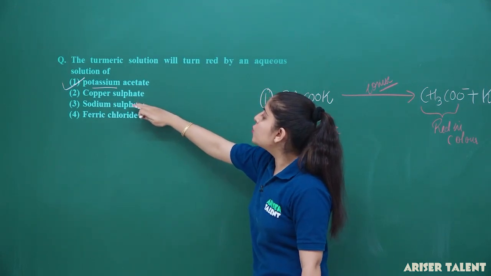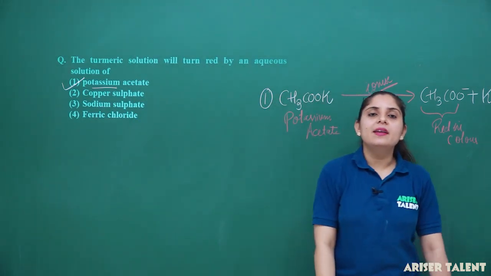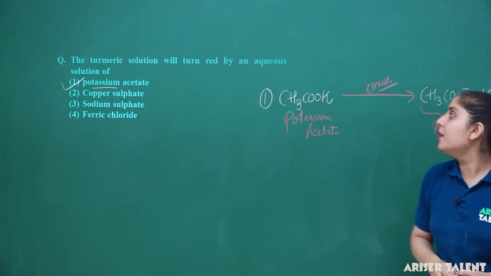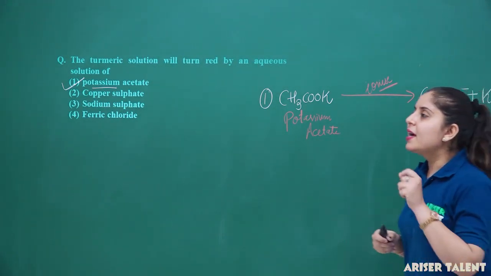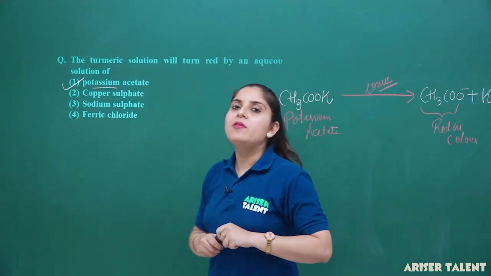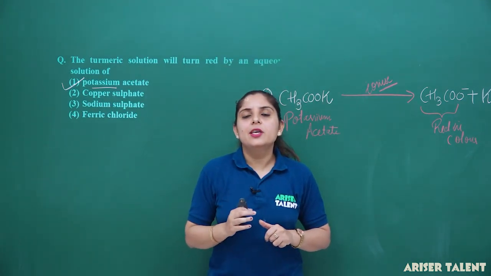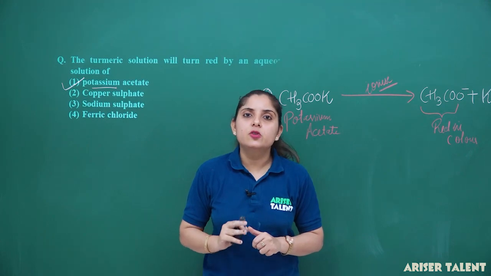In case of copper, sodium and ferric, you will not get the red color on dissolving it with the turmeric solution. So this is the equation you have, and the red color will be obtained in case of the acetate ions. So this is another point you have learned, that acetate ions will give you the red color in the turmeric solution.